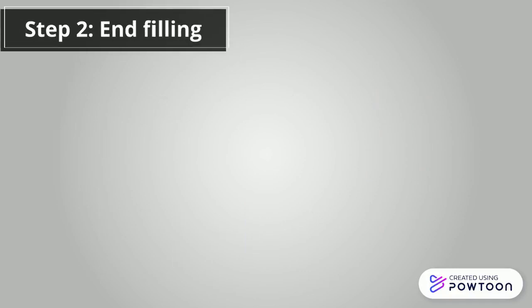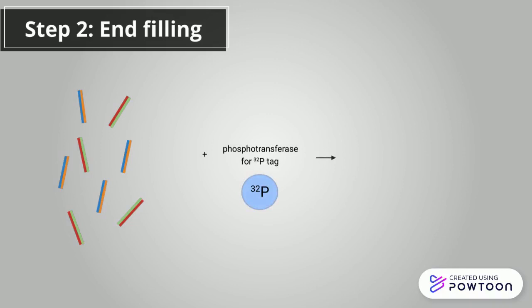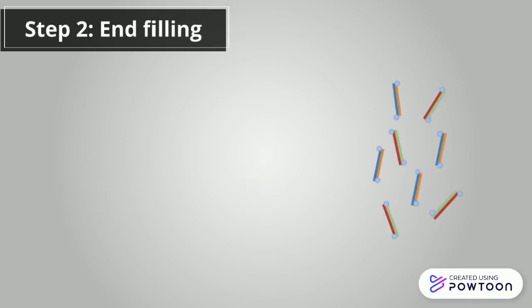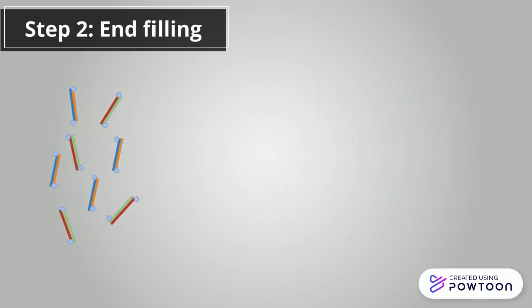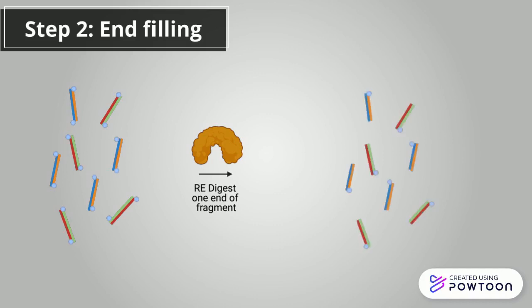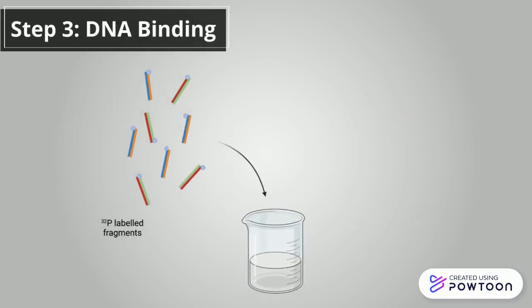We want to label only the sense strand of the fragment with radioactive 32P so that after cleavage with DNase, the cutoff fragment is not visualized in electrophoresis. We will use phosphotransferase to label the fragment, but this also tags the 5' end of the antisense strand. We can't control this, but we can use restriction enzymes to digest the one end and cut off the 5' antisense tag.